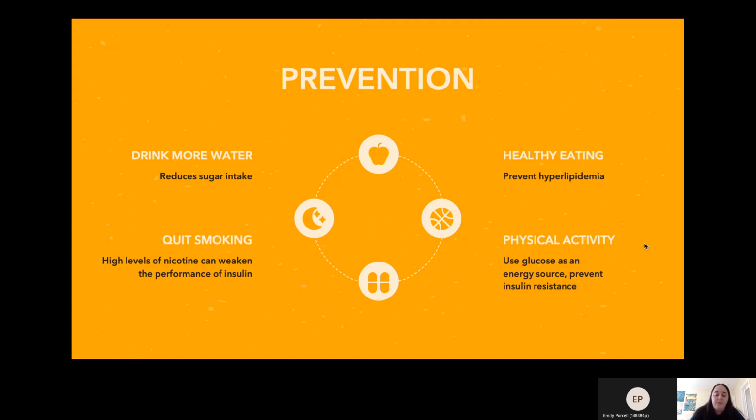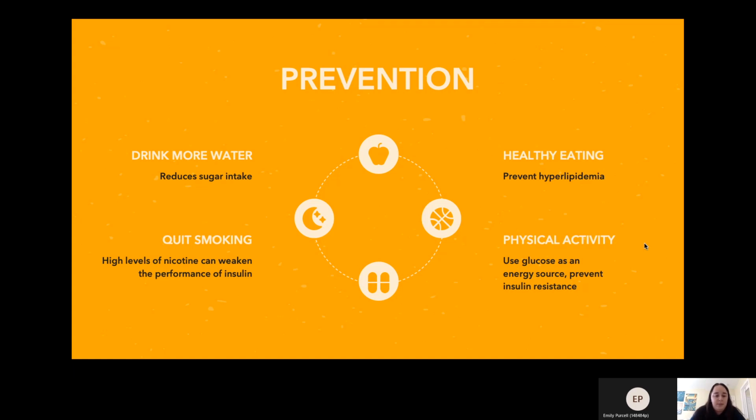Using that glucose pathway frequently helps to prevent insulin resistance. It helps train your cells to recognize the signals from insulin to open up those glucose channels and let glucose in so that glycolysis can occur. Another thing you can do to prevent these disorders is to drink more water. It reduces your sugar intake and your glucose intake.